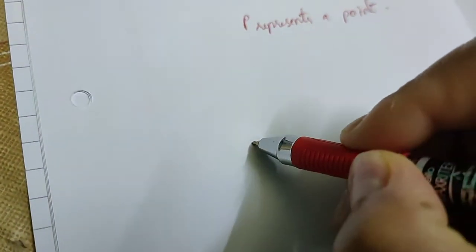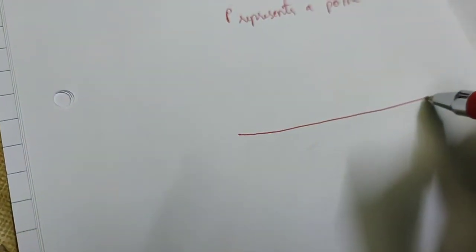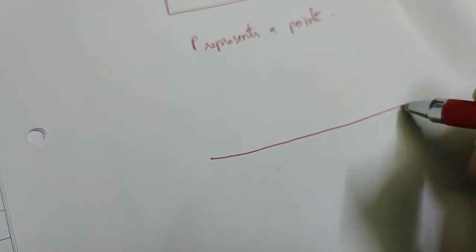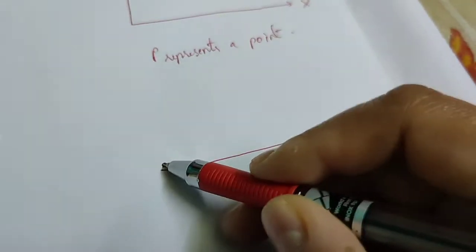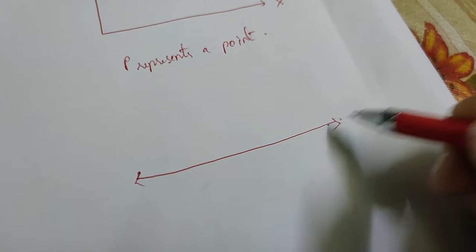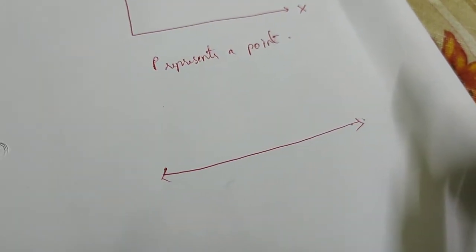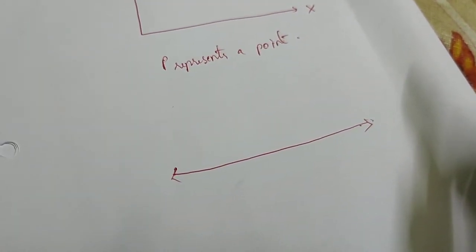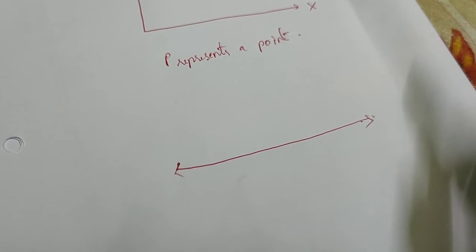Okay, now what is a line? A line will keep extending. It has no measurable length, and neither does it have width or thickness. It doesn't have anything. It has no starting point also. It has no end point also. It has no starting point as well as end point.